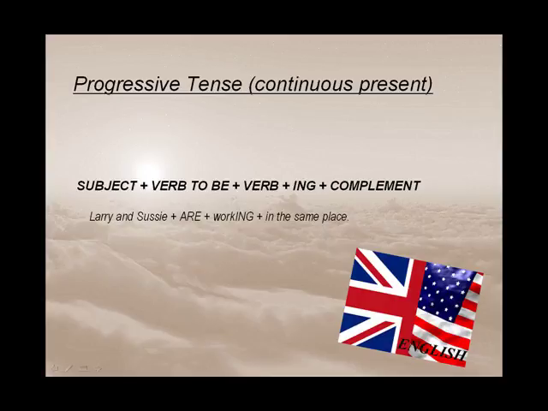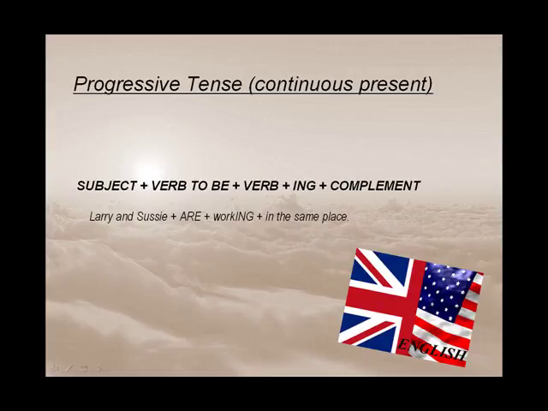So we're gonna talk now about the progressive tense, or continuous present. The structure of the progressive tense is subject plus verb to be plus verb plus -ing, and plus the complement. Larry and Susie are the subject, are is the verb to be, working is the verb plus -ing, in the same place is the complement. Larry and Susie are working in the same place. That is the progressive tense. You have to always remember this structure to use it and to explain or write the progressive tense.